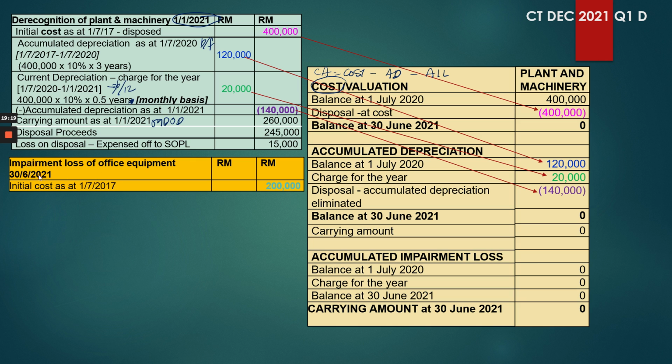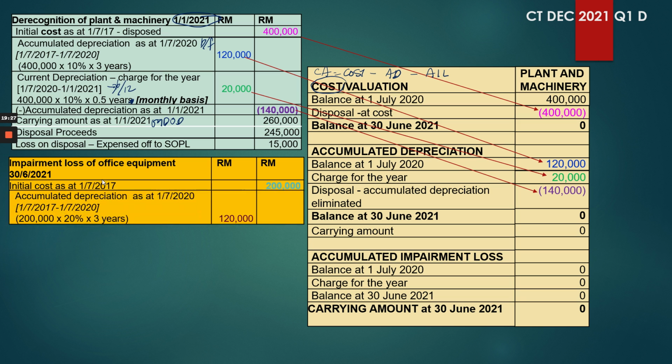On 30th of June 2021, an impairment test was conducted. The initial cost of the asset that was impaired was 200,000. The accumulated depreciation, as you need to find out, was 120,000. How to get 120,000? That was for the 3 years period. The 200,000 is the cost of the asset, 20% is the rate, and this is for 3 years, multiplied by 3. So you will have 120,000.